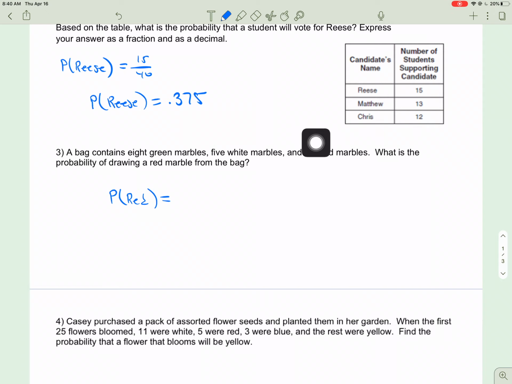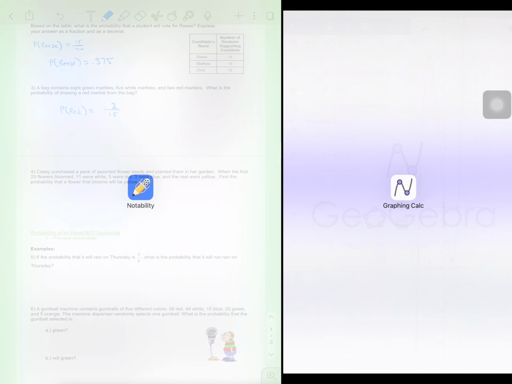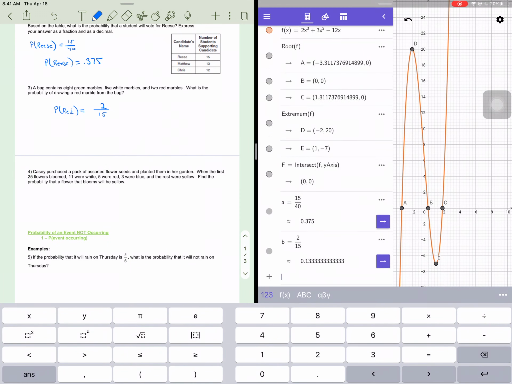Well, we have 8 and 5 is 13, and 2 is 15. So there are 15 total marbles. How many ways are there to get a red? Well, there are 2 red. Right? Good. Now, 2 out of 15, sometimes a little tough. Like I said, we use percentages when we're discussing probability because it's easy for us to understand that. It's about 13.3%.